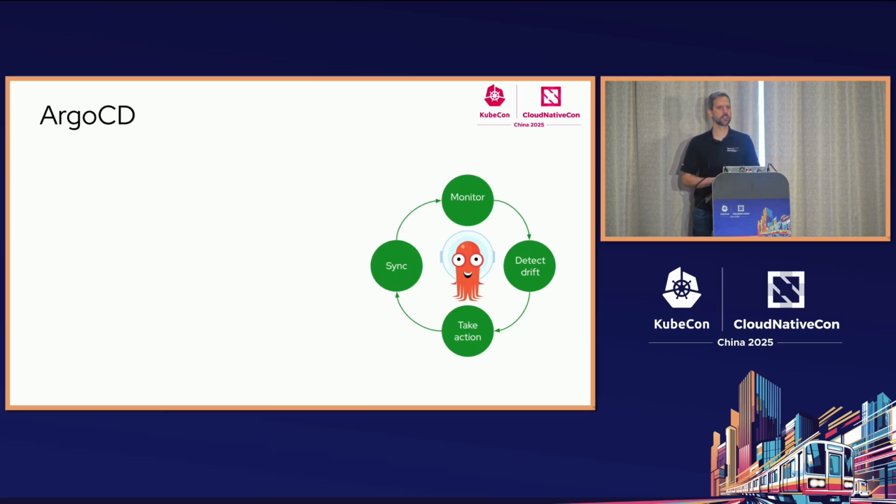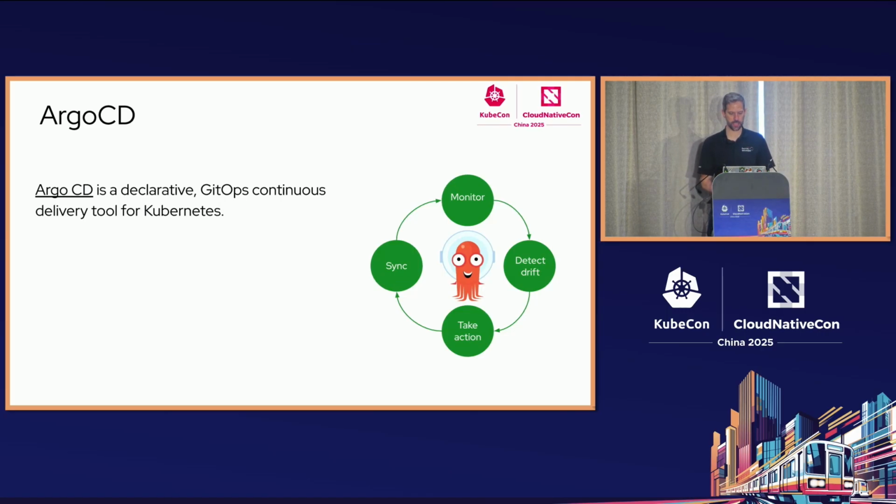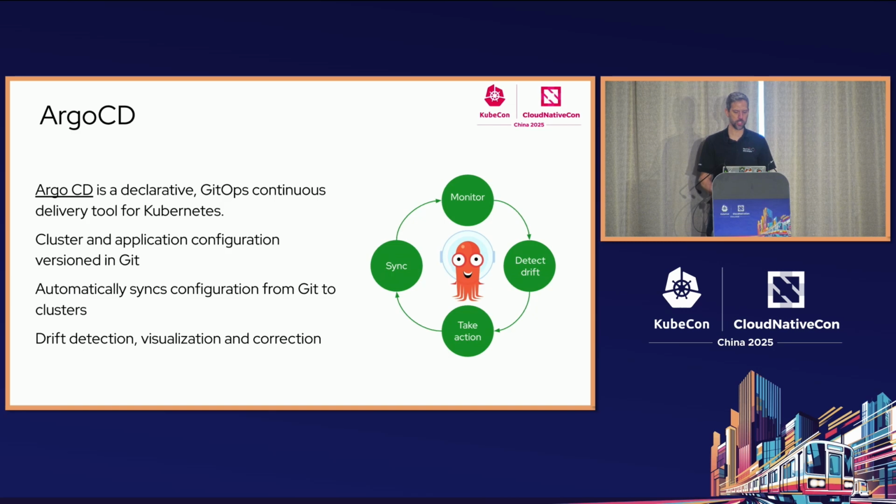So ArgoCD is, I think, the most popular tool to do that. It's a declarative GitOps continuous delivery tool for Kubernetes, which allows you to do exactly that, right? It allows you to automatically sync configurations from Git to the cluster and make sure that everything stays in sync, so you can detect drift if there's something that's not the way that you have defined it.